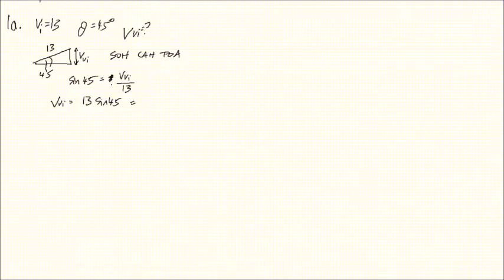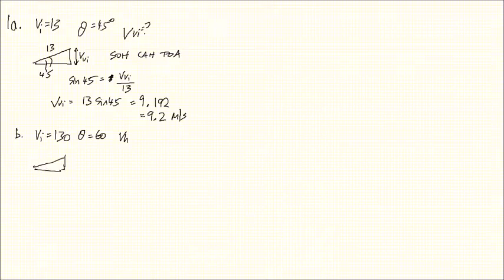And then there's a pause here while I get my calculator out and solve this. We get a value of 9.192. That's an unrounded value, and then we round it to two significant figures and give the unit. 1b. Very similar question. The initial velocity is 130 meters per second, the angle is 60 degrees, and we've been asked to find the horizontal velocity.